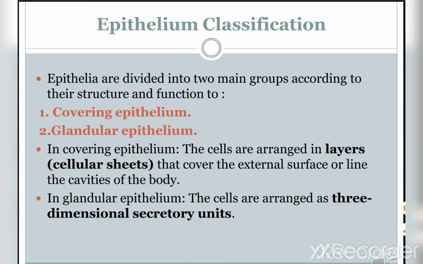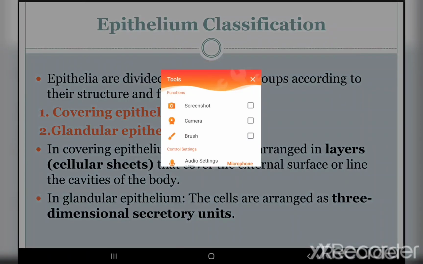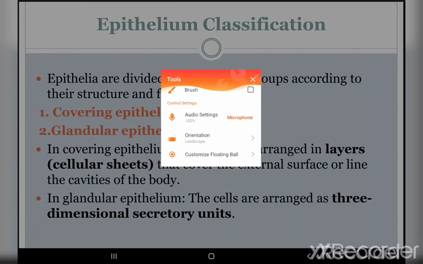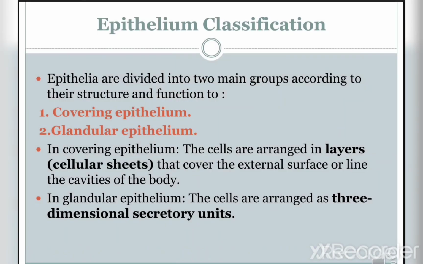So the simple or the main classification is that the epithelium is divided, according to its structure and function, into two types. First, the covering epithelium, and second, the glandular epithelium.